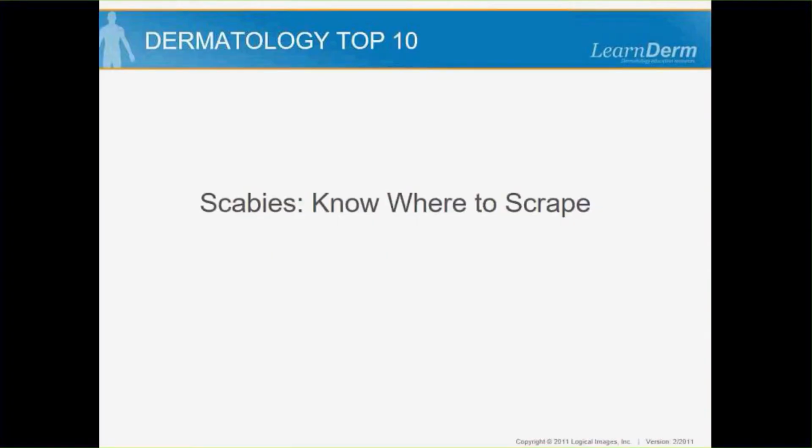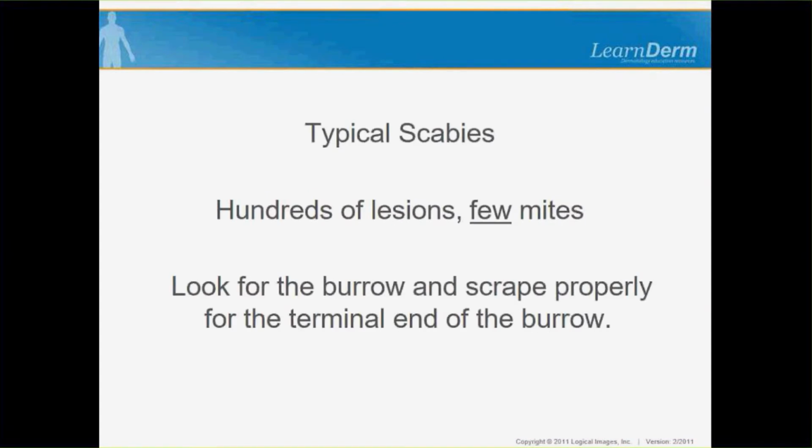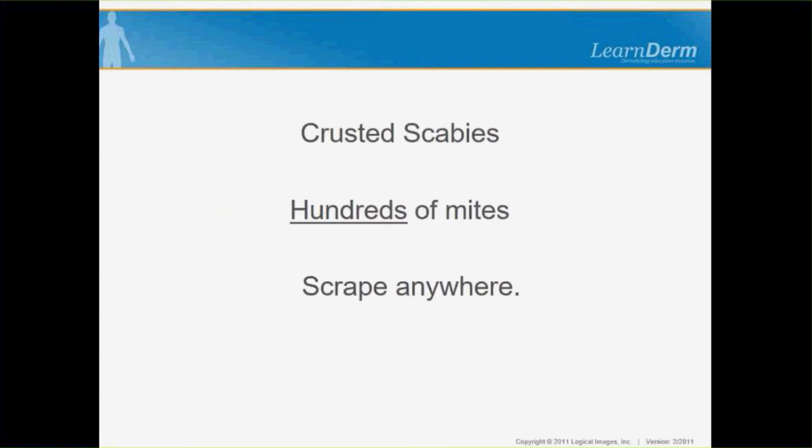So knowing where to scrape is key. In typical scabies, you have hundreds of lesions and just a few mites, somewhere around 8 to 10 mites in a typical scabies patient with hundreds of lesions. You look for the burrow and scrape properly at the end of the burrow and get that mite onto the slide. In crusted scabies or Norwegian scabies, there's hundreds, if not thousands of mites, and you can scrape anywhere.